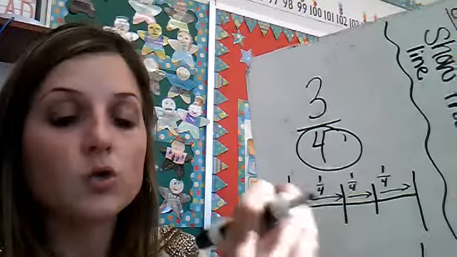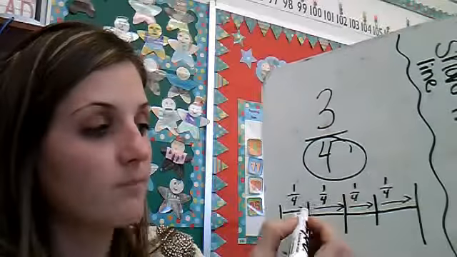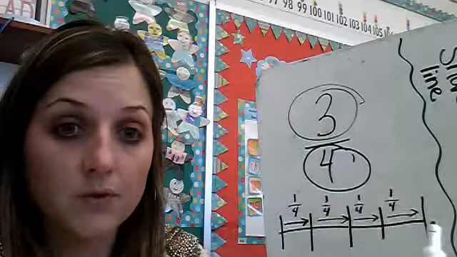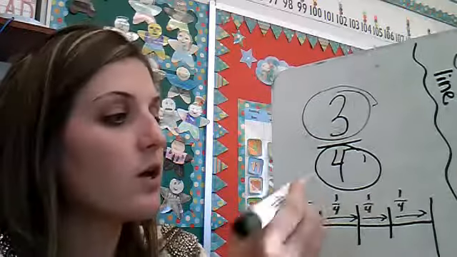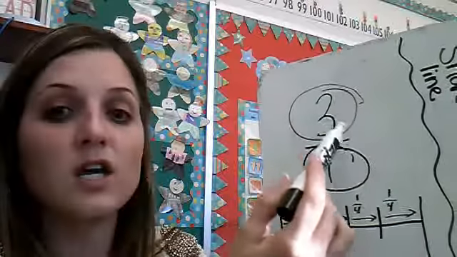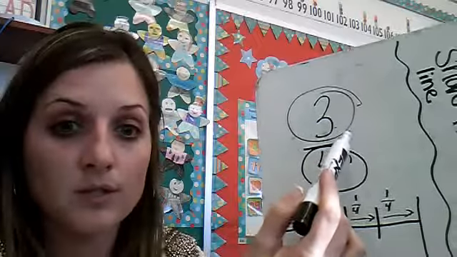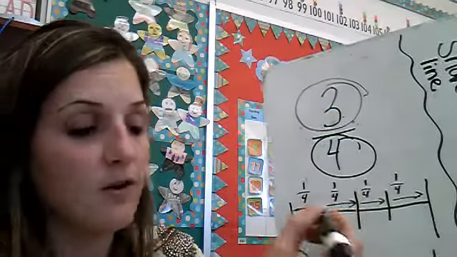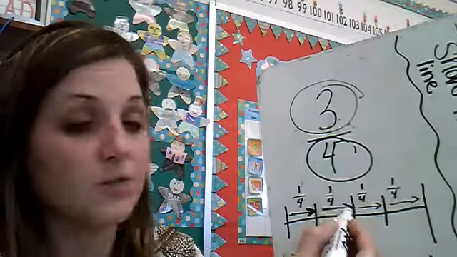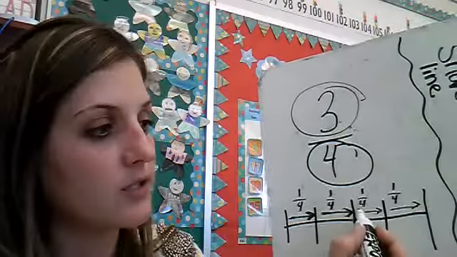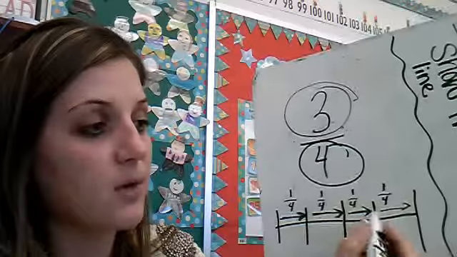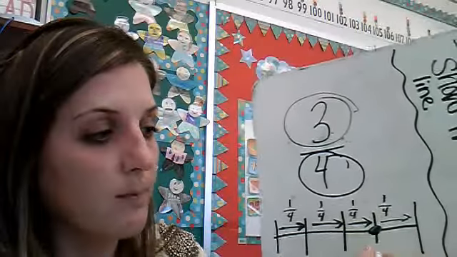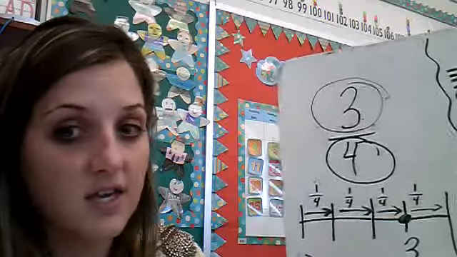Just as they've told us before, the numerator tells me the number I'm using, or the number I'm thinking of. So I would need to use 3 unit fractions to represent 3/4. I would count 1 unit fraction. 1 plus 1 is 2 unit fractions. 2 plus 1 is 3 unit fractions. This tick mark would represent the 3/4 that I'm thinking of.